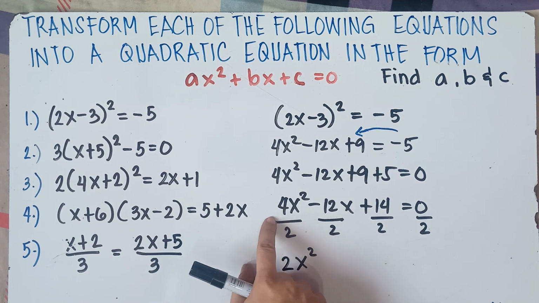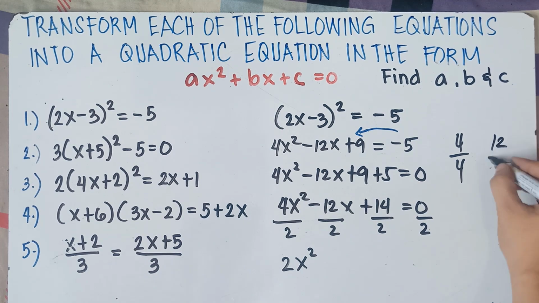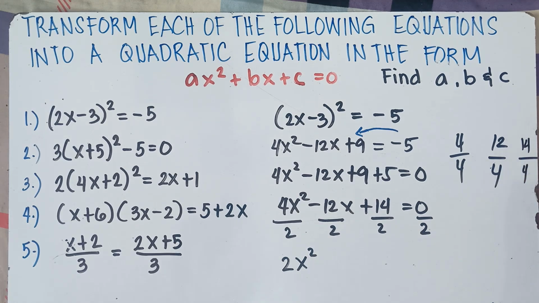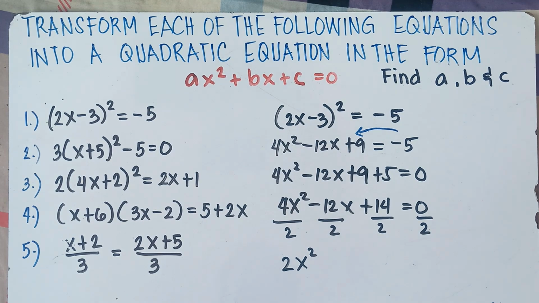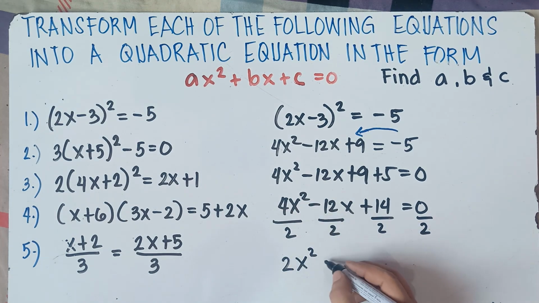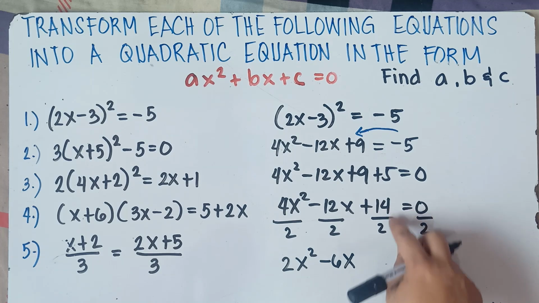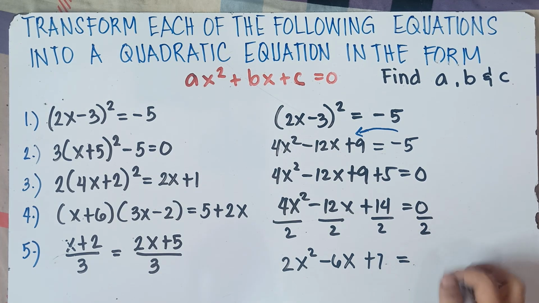We cannot choose 4, class. We can divide 4 by 4 as well as 12 by 4. But 14, we cannot divide it by 4. 14 divided by 4, that cannot be, class. That's why we select 2. Alright, so 4 divided by 2, that's 2x squared. Copy x squared. Negative 12 divided by 2, that's negative 6. Copy x. Positive 14 divided by 2, that's positive 7 equals 0 divided by 2, that is 0.